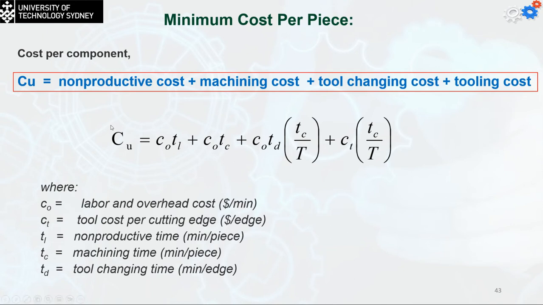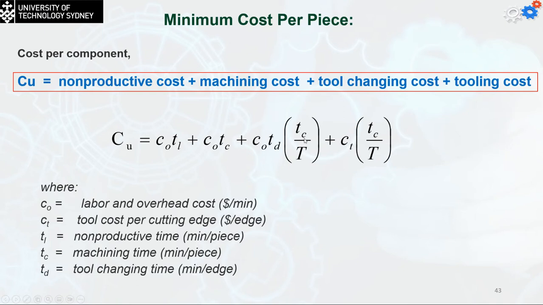The cost of the unit is equal to the cost of labor multiplied by the overhead time, which is the non-productive time, plus the cost of labor multiplied by the time of the machining per piece. Plus, we're going to have the tool changing cost, which is going to be equal to the labor cost multiplied by the tool changing time.